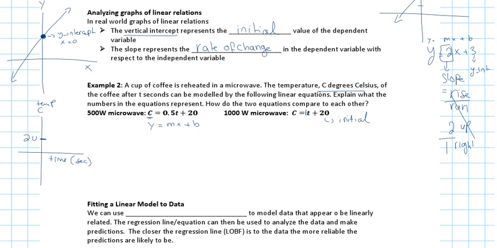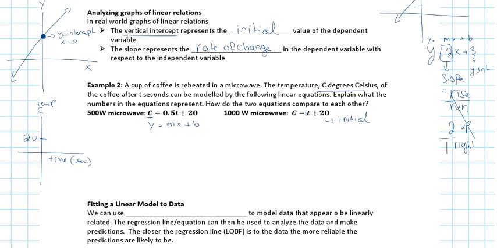Right? So if you want the temperature to be a certain degree, you have to figure out how long you need to put it in each microwave. So in some microwave you need to put it in for 30 seconds, but in another microwave you need to put it in only for 15 seconds, right? Because they're going to give you the same result. Okay? So the question is asking us, explain what the numbers in the equations represent, and how do the two equations compare to each other. So let's write that.